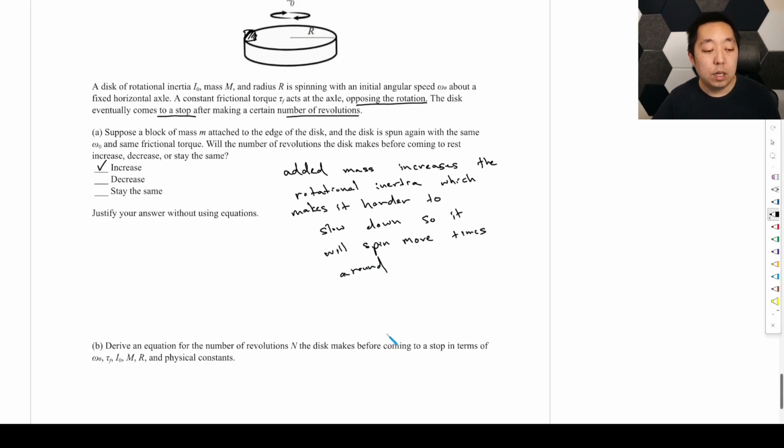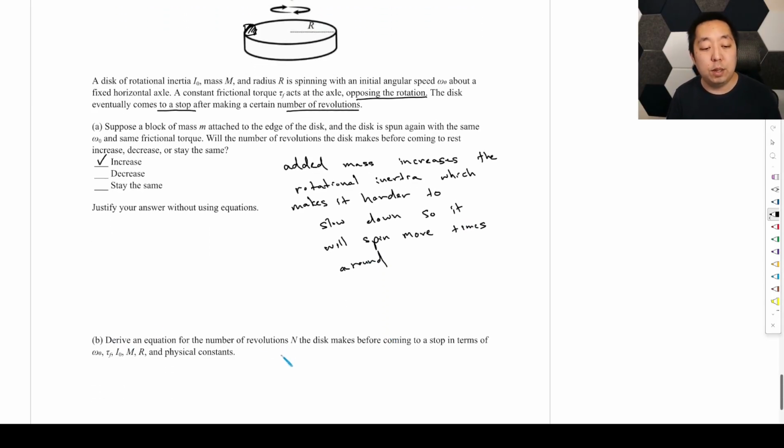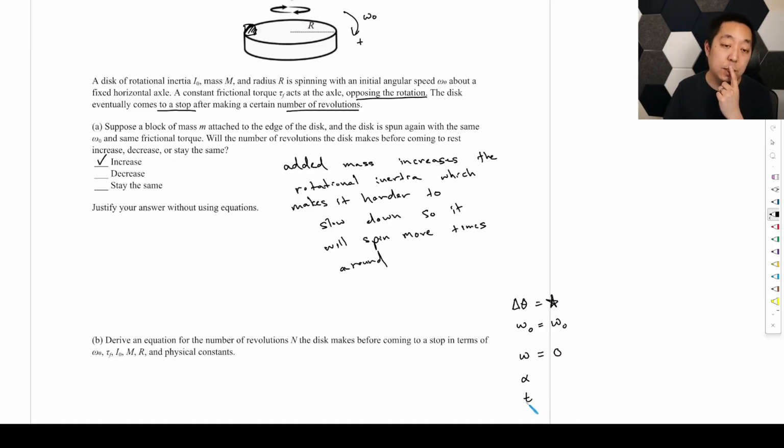Okay, so if we want to derive an equation for the number of revolutions the disk makes before coming to rest, that is an angular displacement, so we need to think about kinematics here. We'll say it's spinning clockwise at omega naught, and we'll make that the positive direction. We would like to know the angular displacement. The initial angular velocity is omega naught. The final, it comes to a rest. We don't know the angular acceleration or the time, but we do know the torque. So we can use the torque to find the angular acceleration.